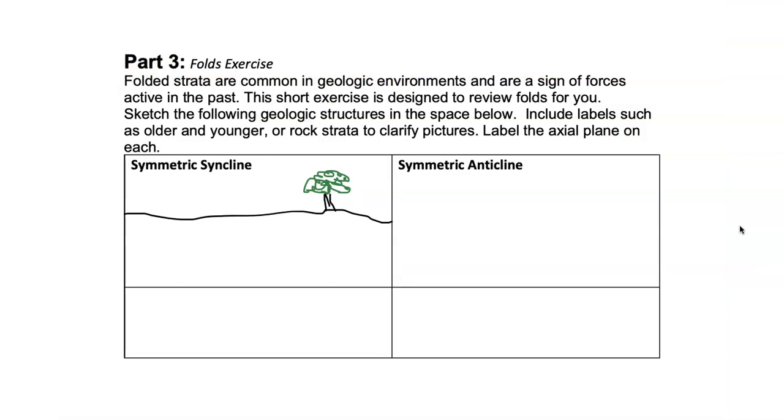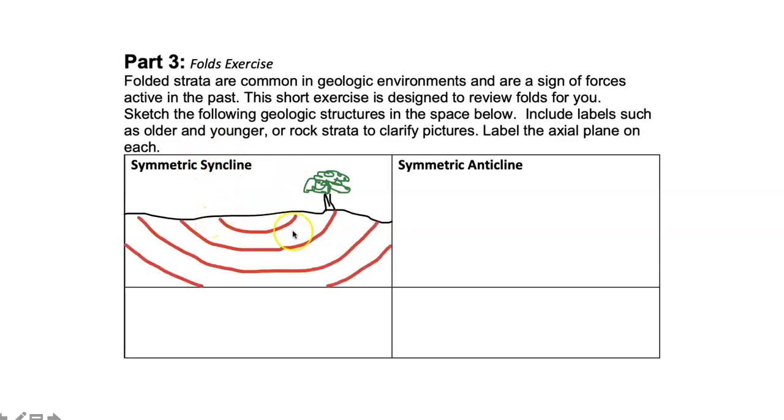The last part of your exercise asks you to draw synclines and anticlines. So I'm going to do the syncline. I've got the ground surface here indicated with a little tree to make sure you realize we're looking below the surface. And synclines are folds that go in this orientation, like a smile. I kind of remember that because smile and syncline both begin with S.